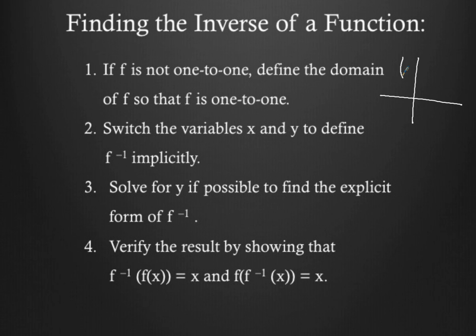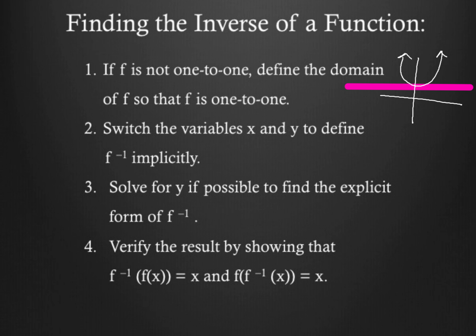So if you had a quadratic function, that function is not going to be 1 to 1 because it's going to fail. Remember the horizontal line test? So it's going to fail the horizontal line test. So we're going to have to do something to restrict that domain so that the function would be 1 to 1. And that's what step number 1 is getting at.